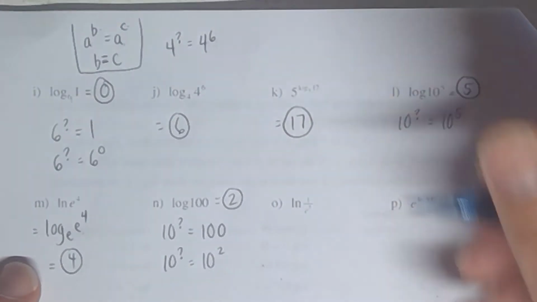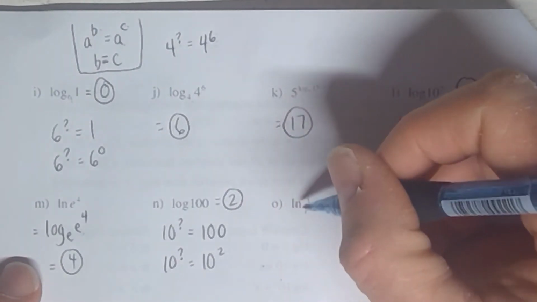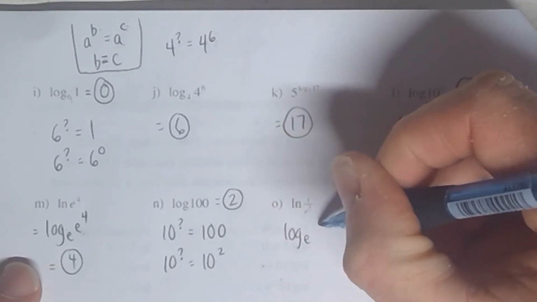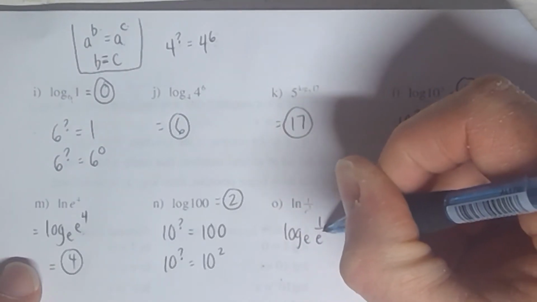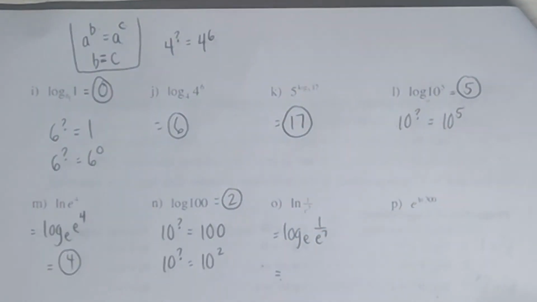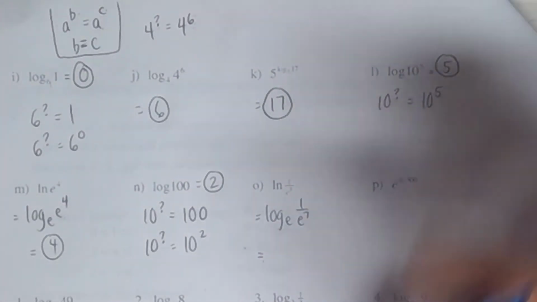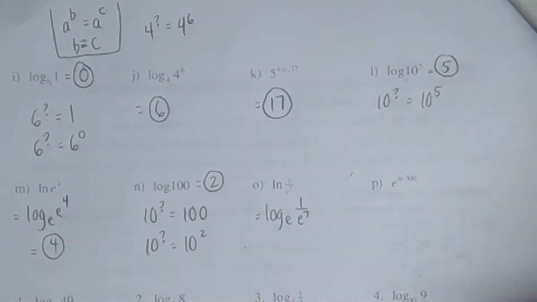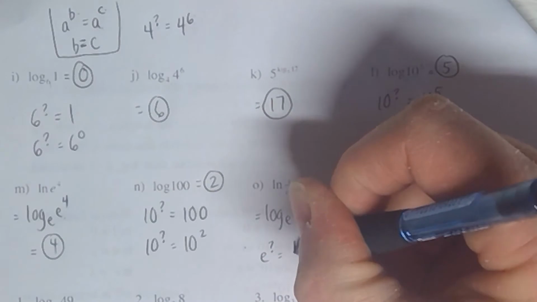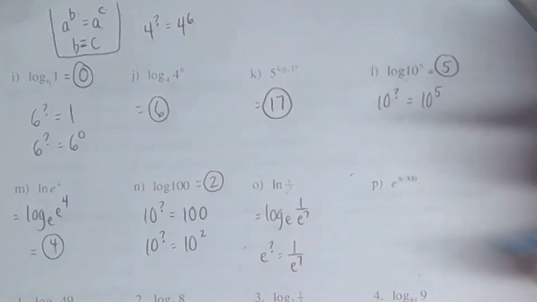Next one here, what is it saying? Since ln is the same, and I'm just going to write this down just for practice. You don't have to do this, all right? What's important is that you know that ln means log base e, okay? So what is that asking for? It's asking for e to what power is equal to 1 over e to the 7th.